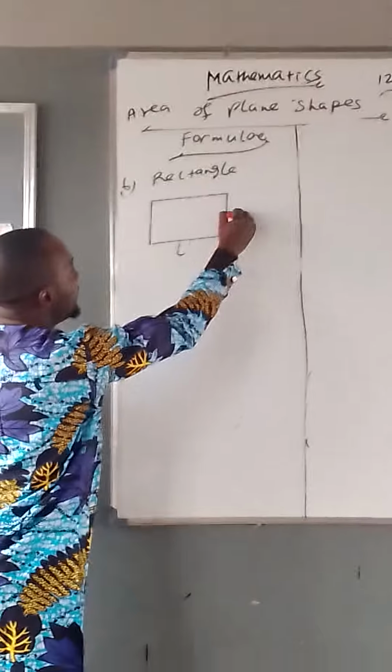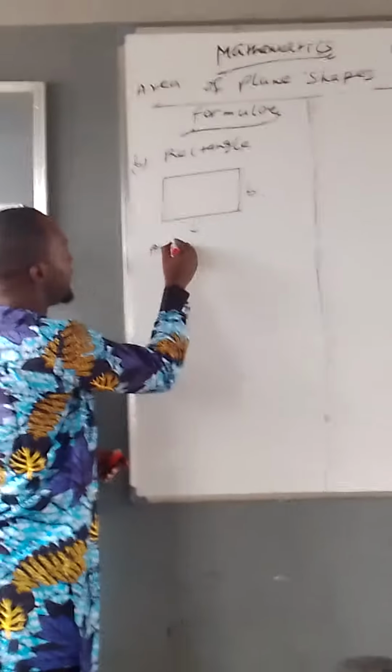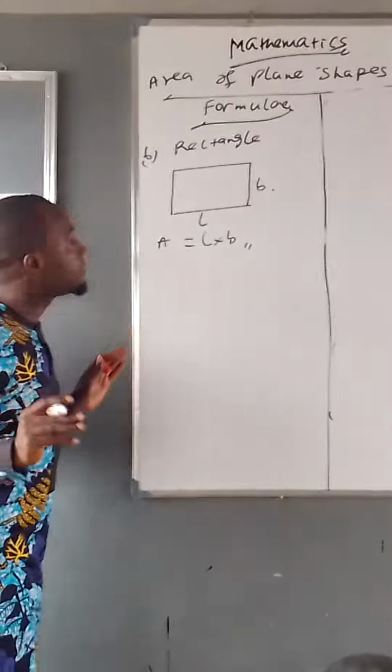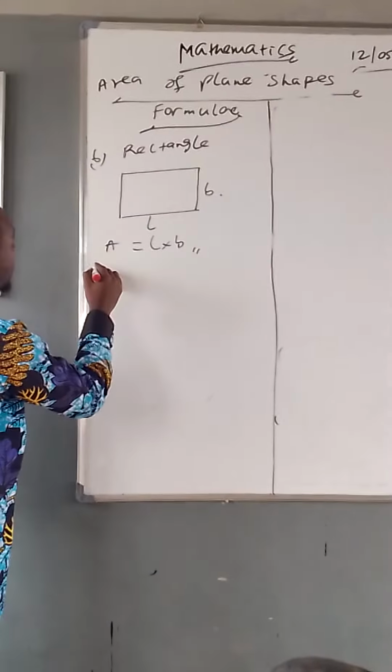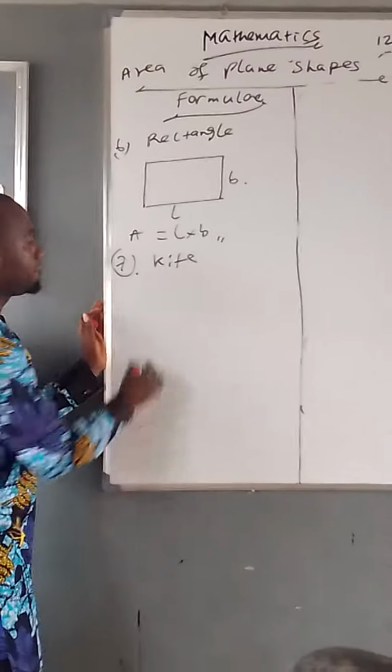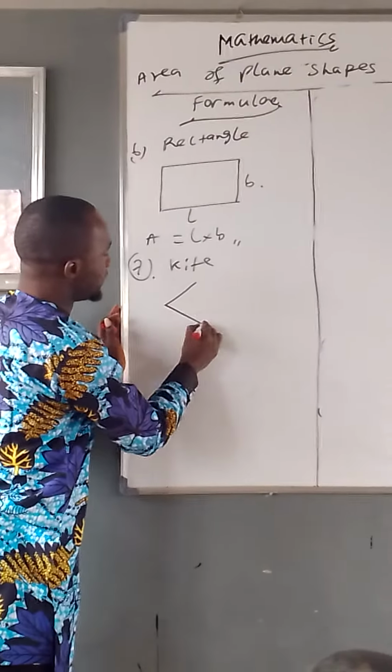consists of the length and the breadth. So the area of a rectangle is length times the breadth of the rectangle. Now the next one is, we have a kite. This is how a kite looks like.